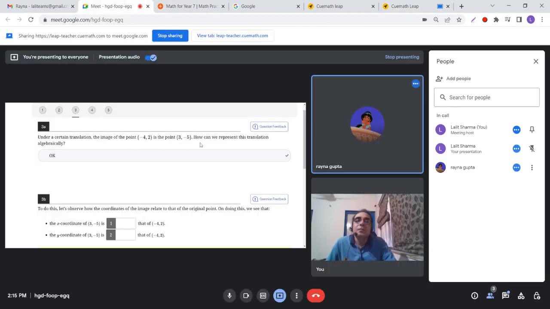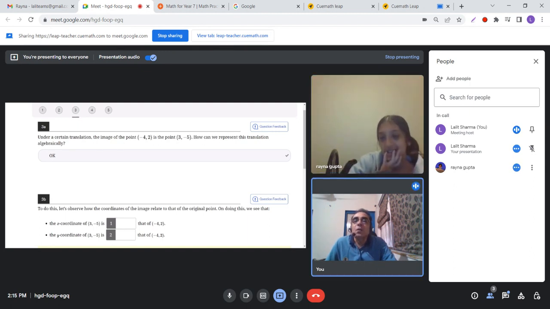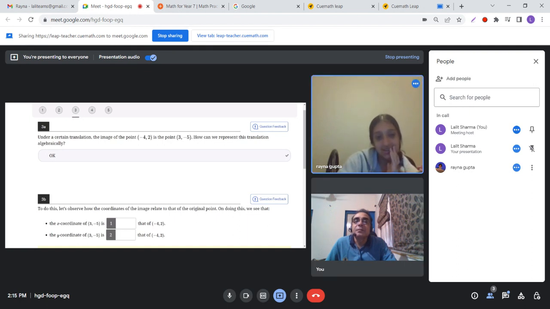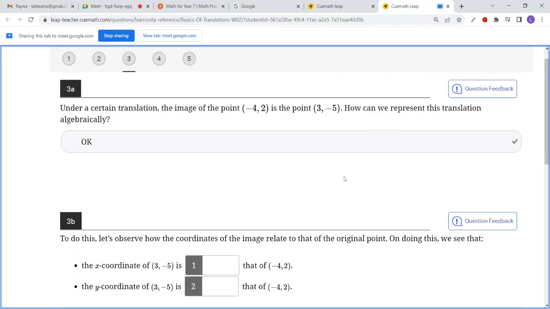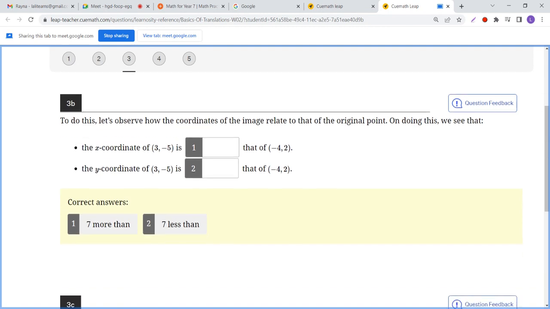The x coordinate of 3 and negative 5 is dash that of negative 4 and 2. 7. And the y coordinate is 7 and 7, like 7 more and then 7 less. So plus 7 and minus 7. Okay.